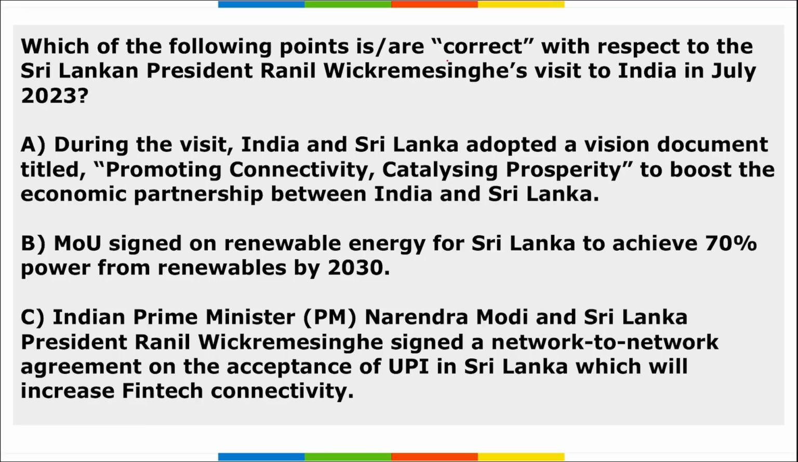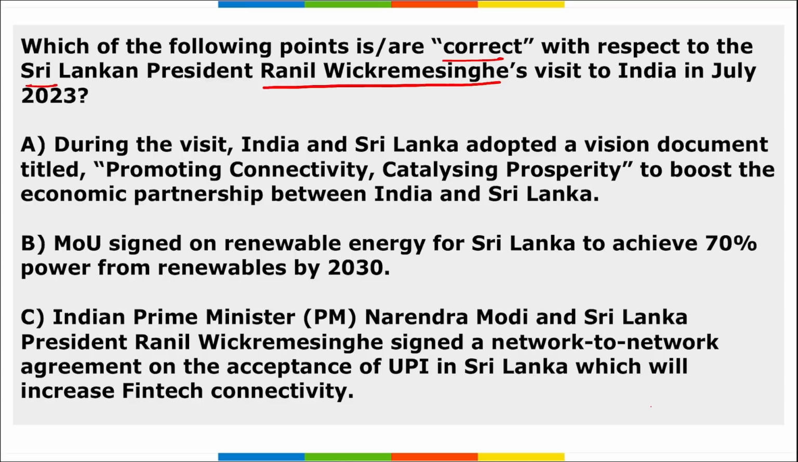Next, which among the following are correct with respect to the Sri Lankan president Ranil Wickremesinghe's visit to India in July 2023? If we look at the options here, before that remember he made a 2-day visit to India. It was from 20th to 21st of July. He was welcomed by our Union Minister of State for External Affairs V. Muraleedharan, correct? And this was Ranil Wickremesinghe's first visit to India after he was elected to the position of president of Sri Lanka in July, right?